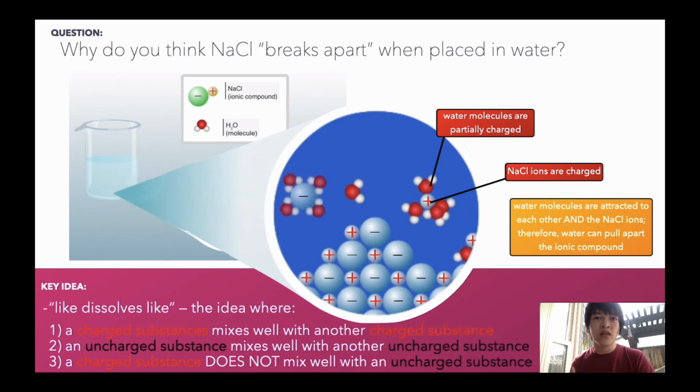This brings us to a key idea. The idea is "like dissolves like." It's an incredibly easy to remember idea, and it's super important. So this idea is, 1, a charged substance will mix well with another charged substance, like and like. 2, an uncharged substance will mix well with another uncharged substance, like dissolves like. But 3, a charged substance does not mix well with an uncharged substance. So, do you understand why the phrase is "like dissolves like"?